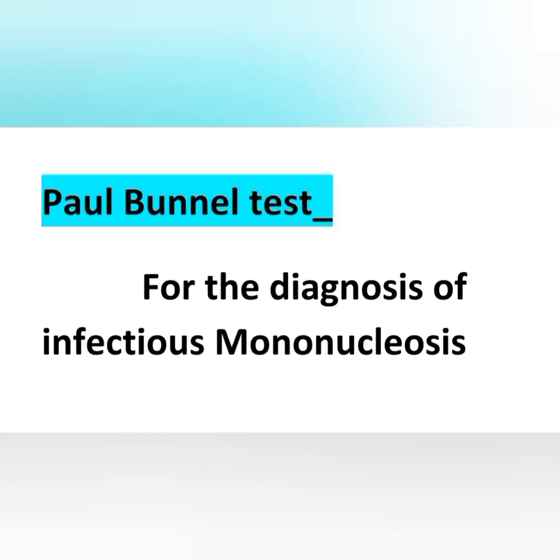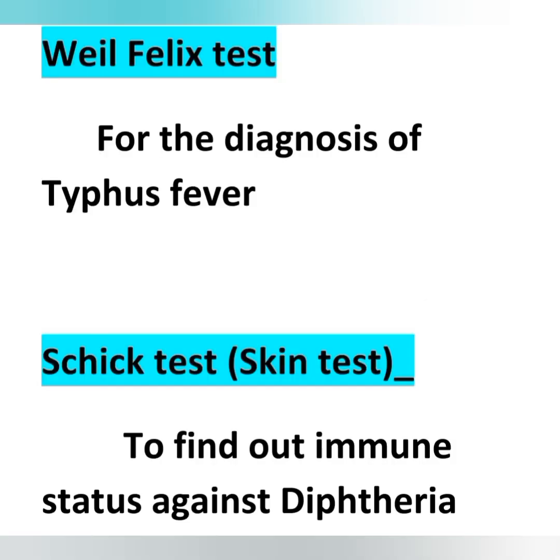And Paul Bunnell test is used for the diagnosis of infectious mononucleosis. That is Paul Bunnell test. Next is Weil-Felix test, used for the diagnosis of typhus fever. And Schick test, that is a skin test, used for the diagnosis of diphtheria. Schick test, diphtheria; Weil-Felix test, typhus fever.